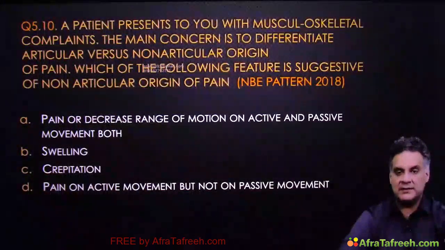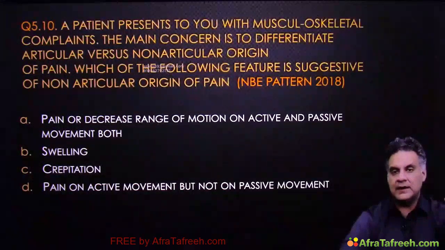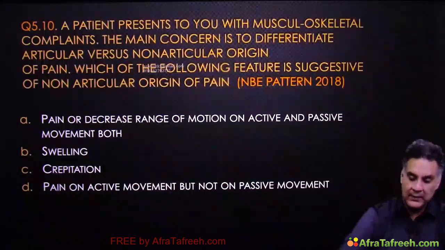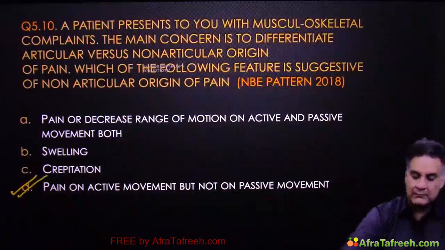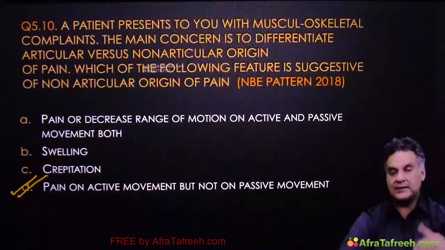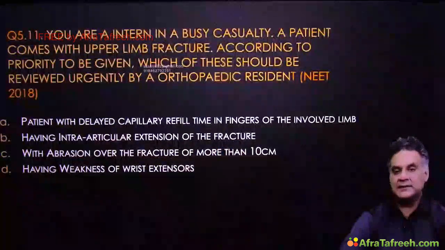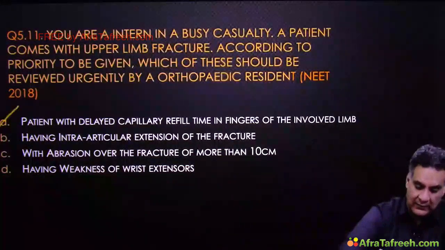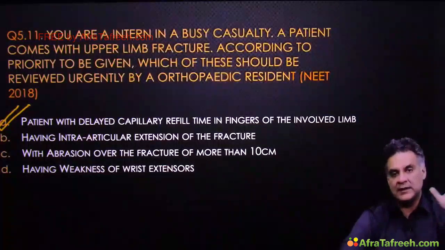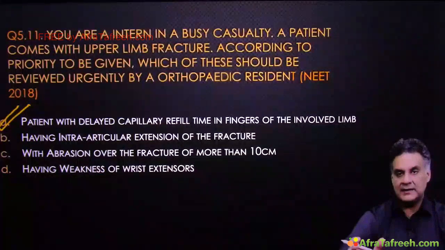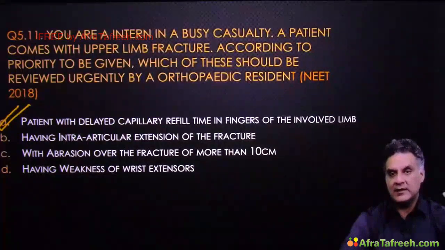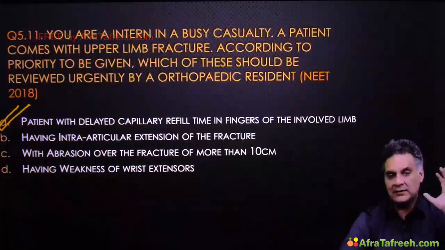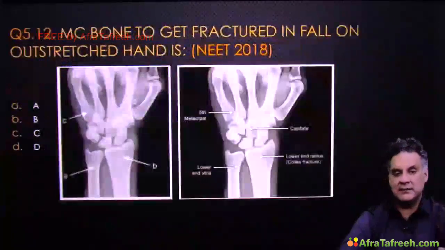A patient presented with a musculoskeletal complaint, the main aim is to differentiate articular versus non-articular. How will you do that? Remember, pain on active but not on passive is extra-articular. You are an intern, there is an upper limb fracture. Which priority will you give? The first thing I'll give is the vascular injury. That is the most important thing that I'll focus on. So on the priority, pelvic fracture, vascular injury, compartment syndrome, joint infection. So here there's a vascular injury, that's the number 1 priority.